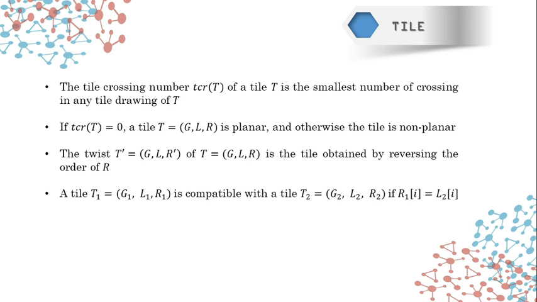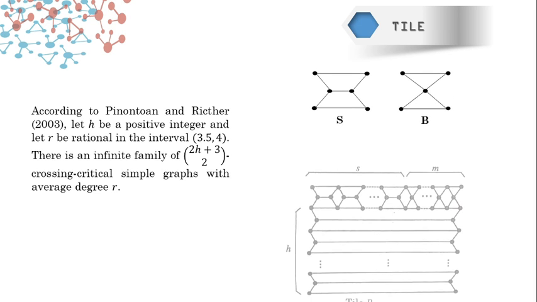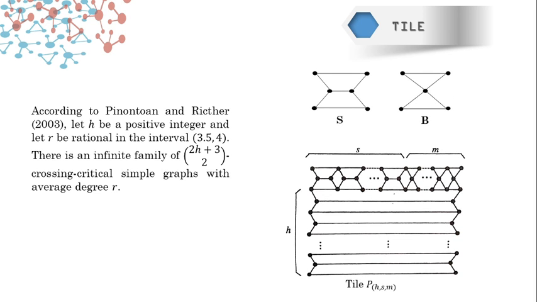A tile T1 is compatible with tile T2 if R1 in tile T1 equals L2 in tile T2. A tile is self-compatible if it is compatible with itself. According to Pinontoan and Richter, let h be a positive integer and let r be a rational in the interval 3.5 until 4. There is an infinite family of 2-connected crossing critical simple graphs with average degree r, where the graph consists of 2 little tiles.